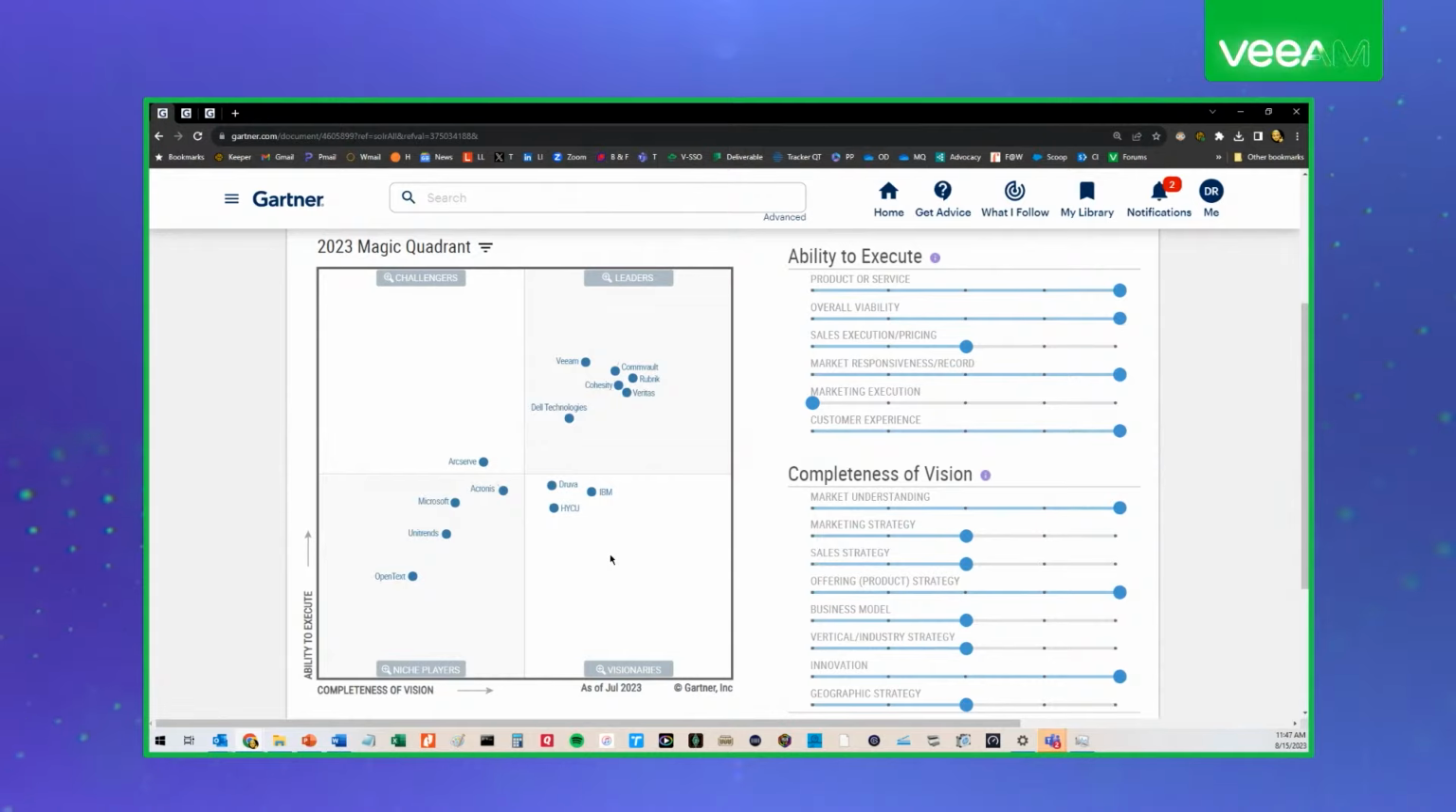Because it sort of says in 12 months, did your execution radically change and your vision improve, or was it the other way around? That's the most dramatic shift I've ever seen in a Magic Quadrant. Or did they change the scoring criteria? Right, but they didn't. So it's interesting that one vendor moved that much.